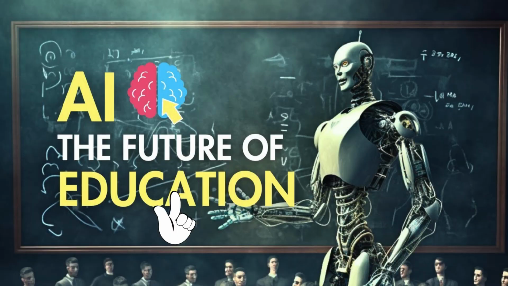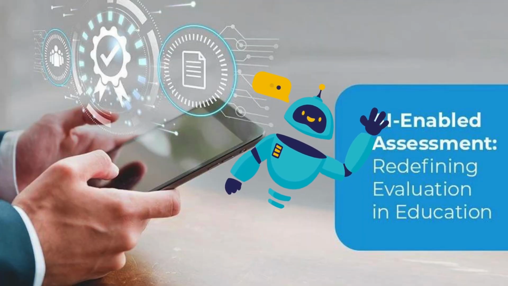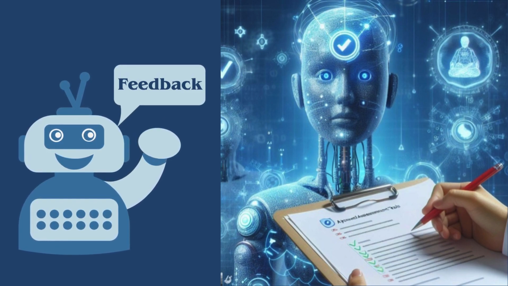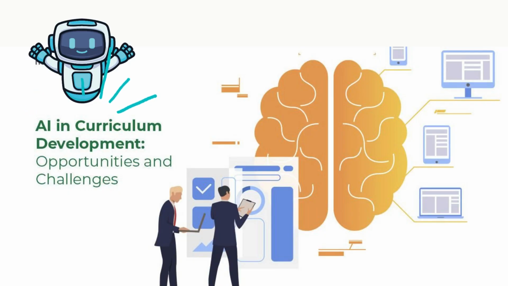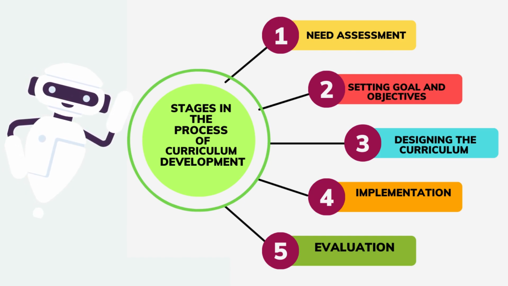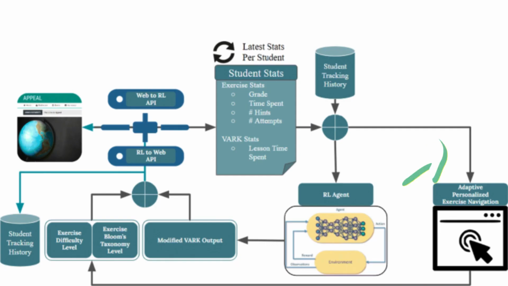Future directions. We have automated feedback and assessment. AI-powered systems can provide instant feedback on student assignments and projects. Content creation and curriculum development. Generative AI can assist educators in creating course materials and developing curriculum content. We have adaptive learning platforms. Generative AI can power adaptive learning platforms that adjust the difficulty and pace of instruction based on individual student performance.